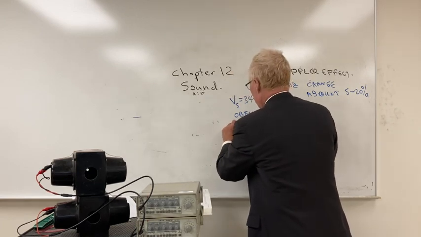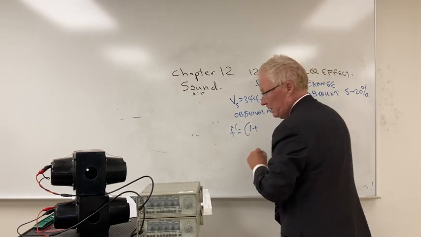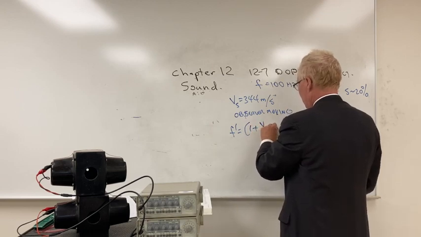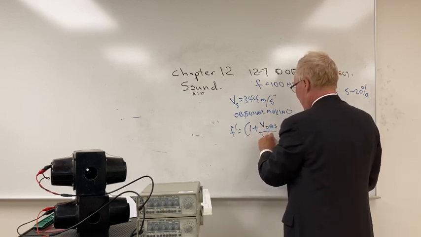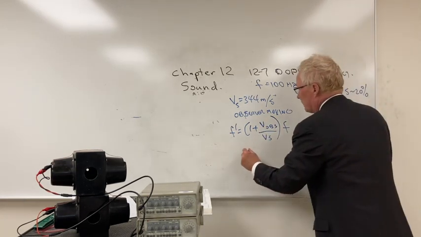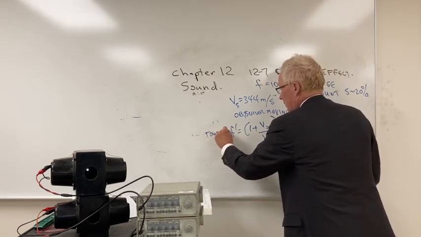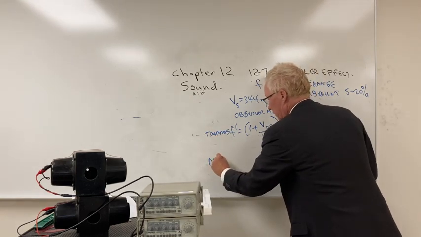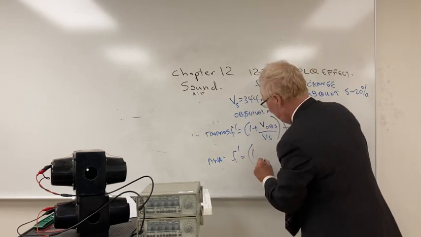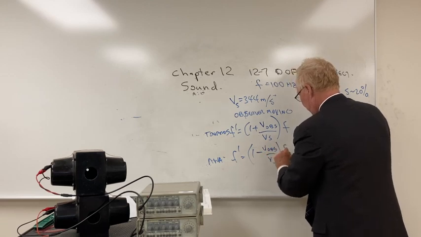F prime will be 1 plus V observer over V sound, times the frequency, if it's moving towards. And if it's away, F prime is going to be 1 minus V observer over V sound, times the frequency, all right?